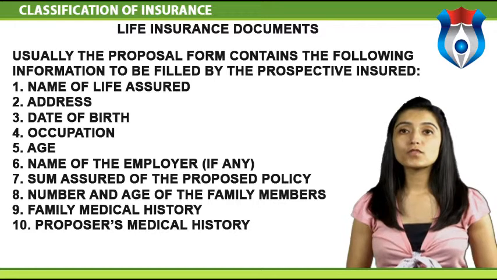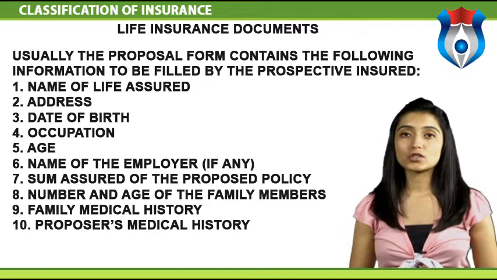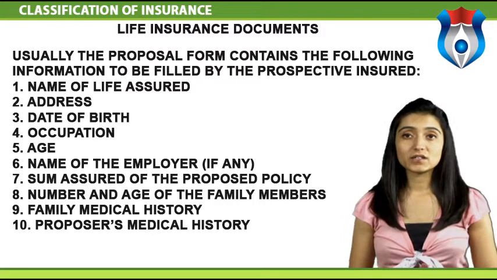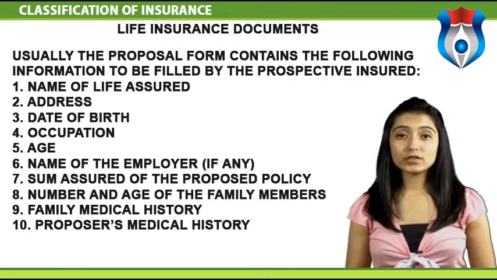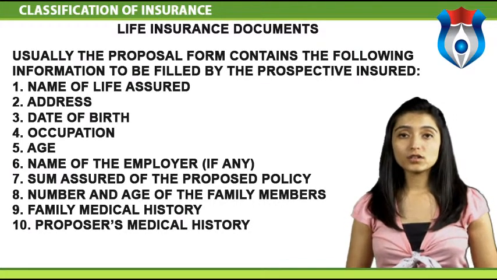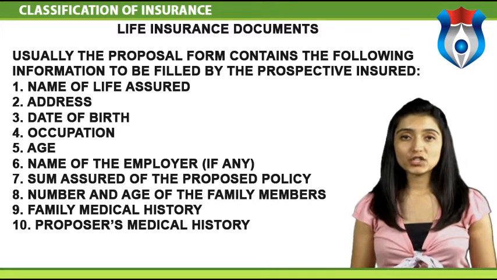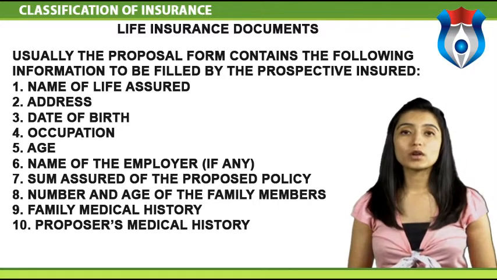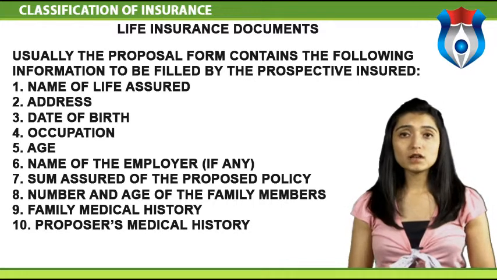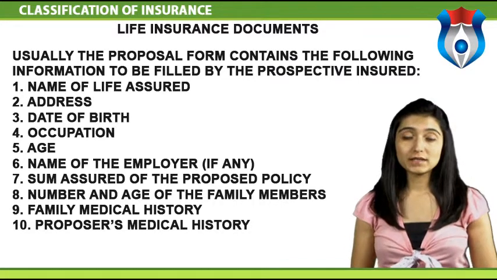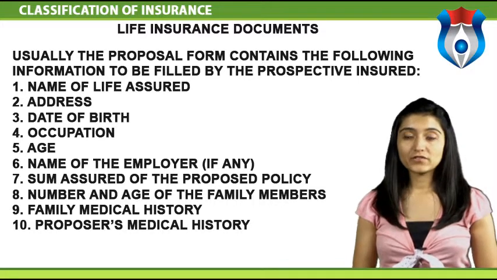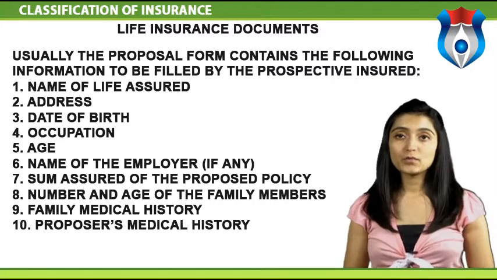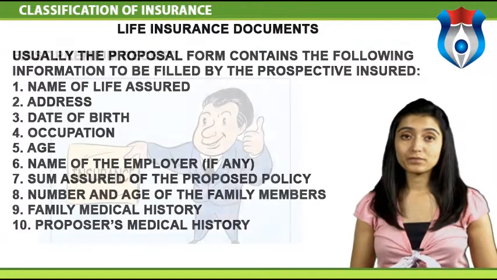Usually, the proposal form contains the following information to be filled by the prospective insured: name of life assured, address, date of birth, occupation, age, name of the employer if any, sum assured of the proposed policy, number and age of the family members, family medical history, proposer's medical history.